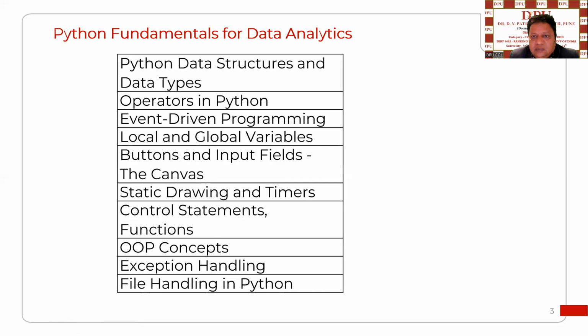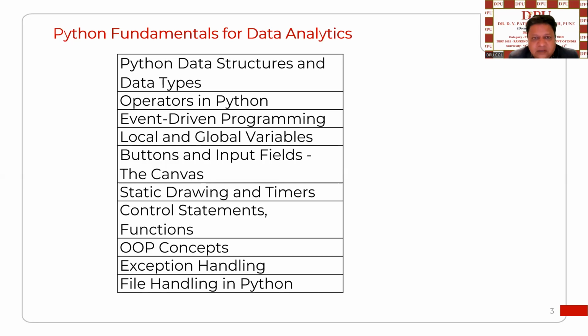So in this unit we are going to learn about Python data structures and data types, Python operators, what event driven programming is, what local and global variables are, buttons, how to create buttons, how to create a canvas, and how to create windows. Then we will see one example of a static drawing and one example of a timer. Then we'll look at control statements and functions.